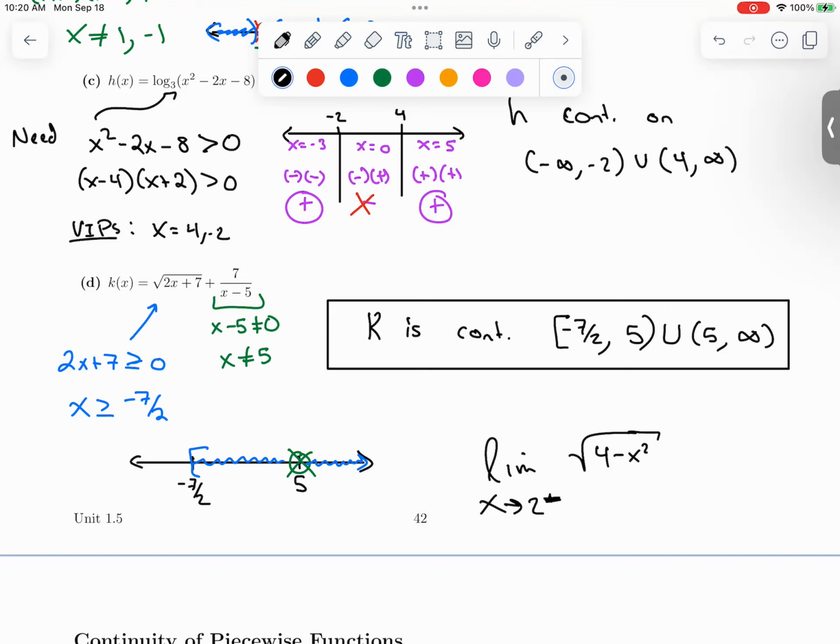For us, just find its domain. That is where it's continuous. Any questions on that? No.